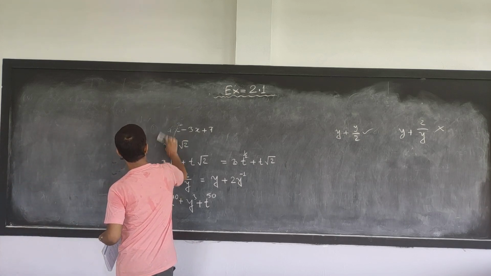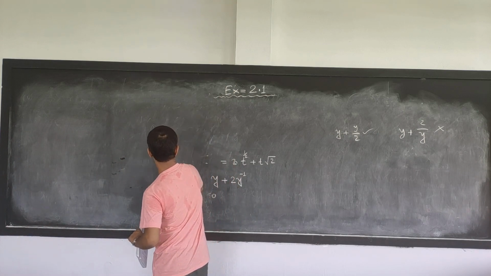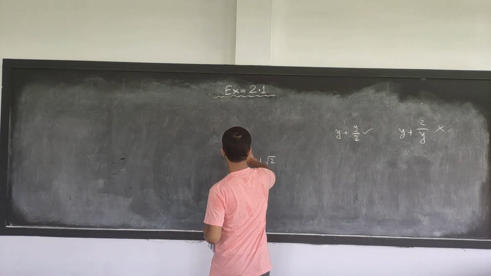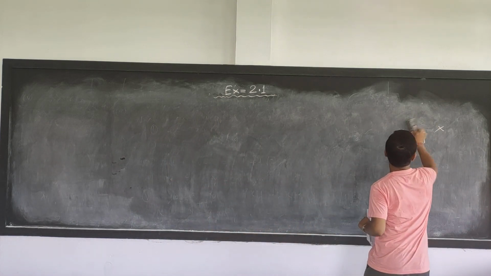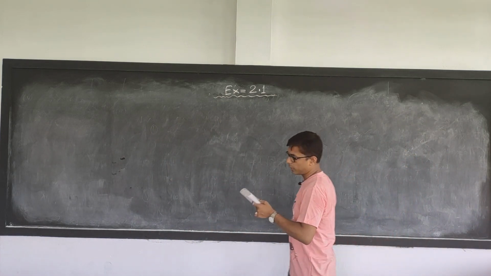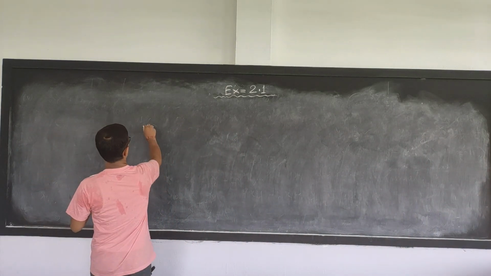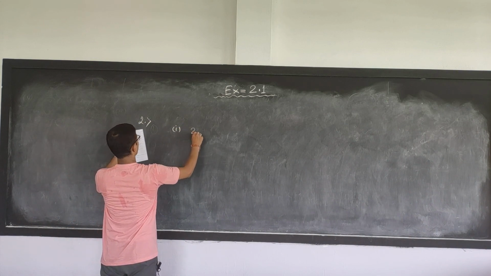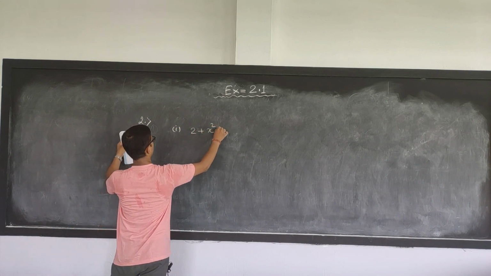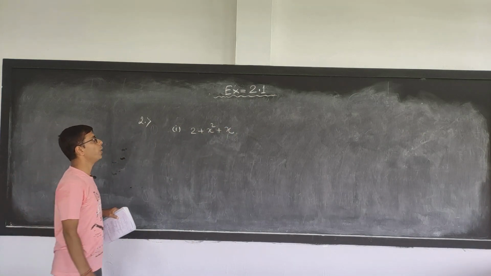We have already learned coefficient and constant term in our previous class. So we need to write the coefficient of x square in this question now. Question number 2. The first one is 2 plus x square plus x. What is the coefficient of x square?